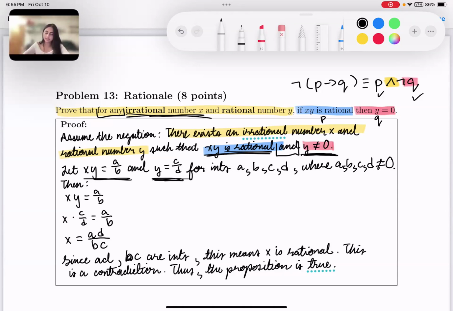So there is a way to do a proof by contrapositive. It is very similar to this method, so I would encourage you to check it out through the instructor solutions. Let us know if you have any questions on Piazza, and good luck.